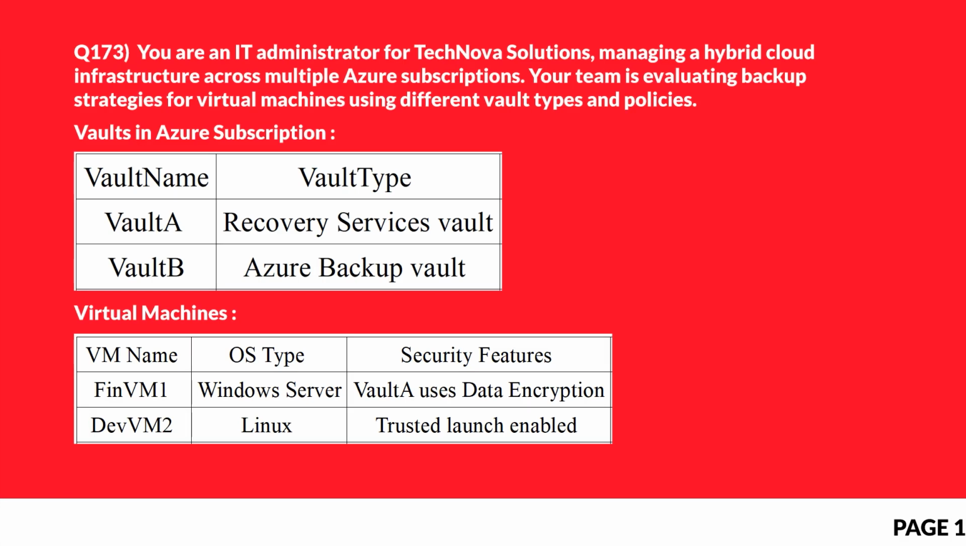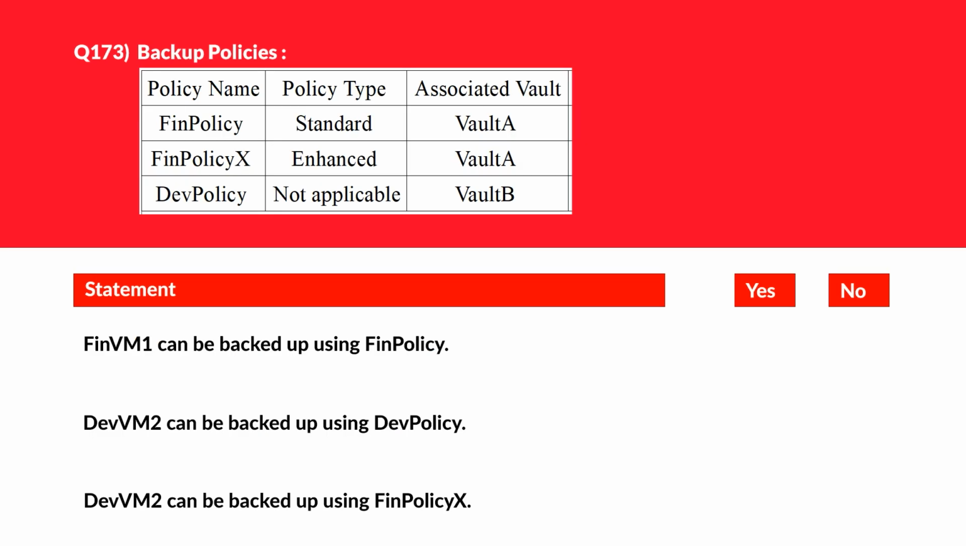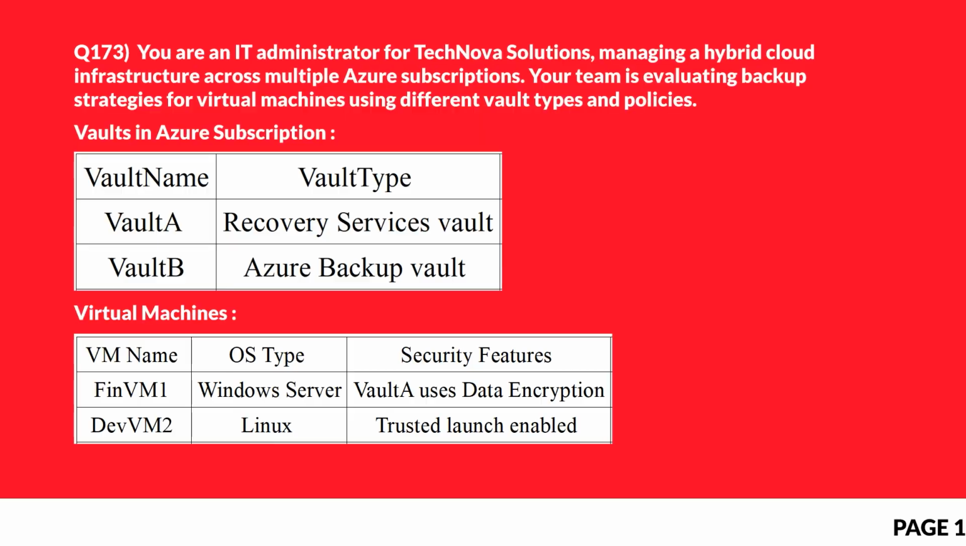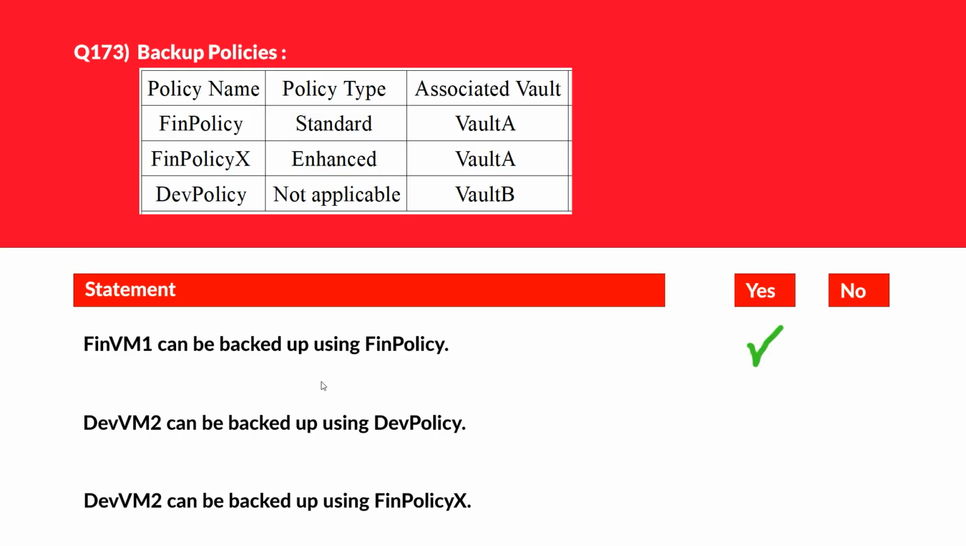All right, now we got this question. Please read this question carefully. And here we go with the statements. The first statement is fin VM1 can be backed up using fin policy. So if we look here, fin VM1 with a Windows server can use fin policy because standard policies in recovery service vaults support Windows virtual machines. Hence the answer is yes.